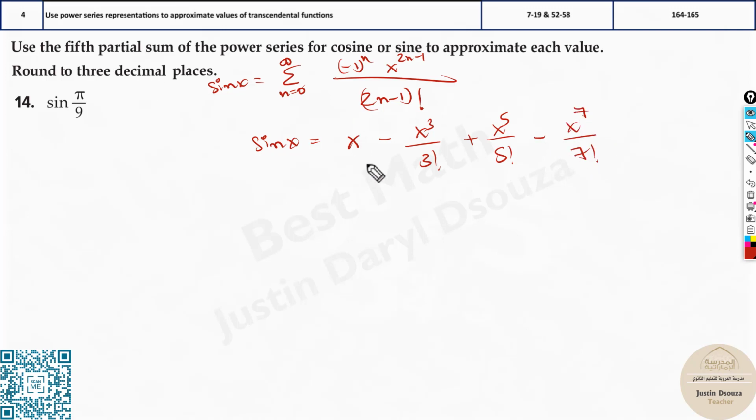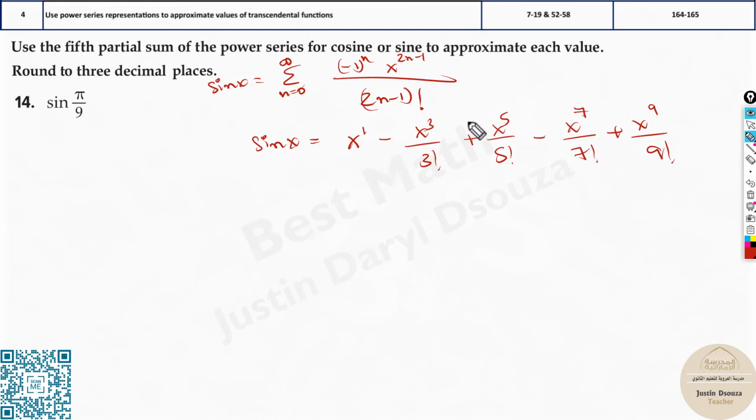How many terms? Fifth. 1, 2, 3, 4. Let me write one more. x power 9 by 9 factorial. And this goes on forever. It's dot, dot, dot, so until infinity. Now, always remember, the sine function is odd. And over here, the powers are 1, 3, 5, 7, 9, and so on. Another thing is, the sign alternates, because over here it keeps alternating, minus, plus, and so on.